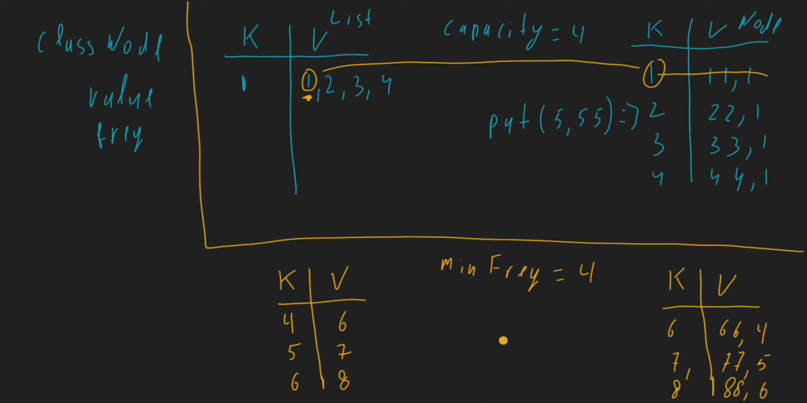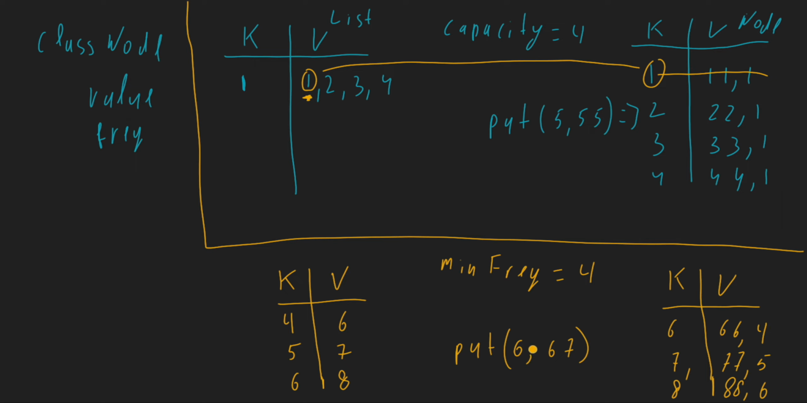And we want to perform a put operation once more. It was 66, right? So we are calling the put function one more time, with 6 and 67. Every time we call the put function, we need to increase our frequency.